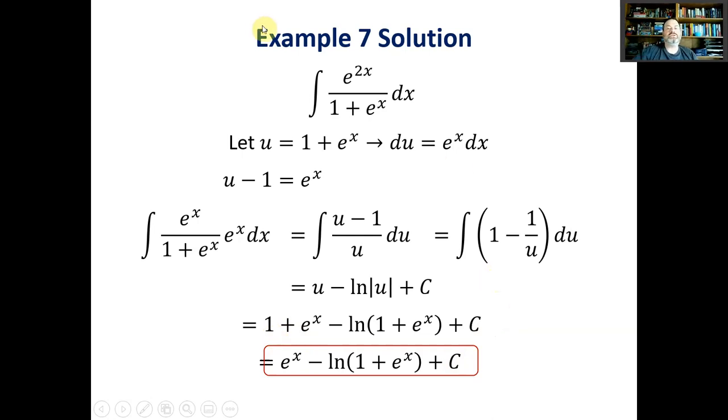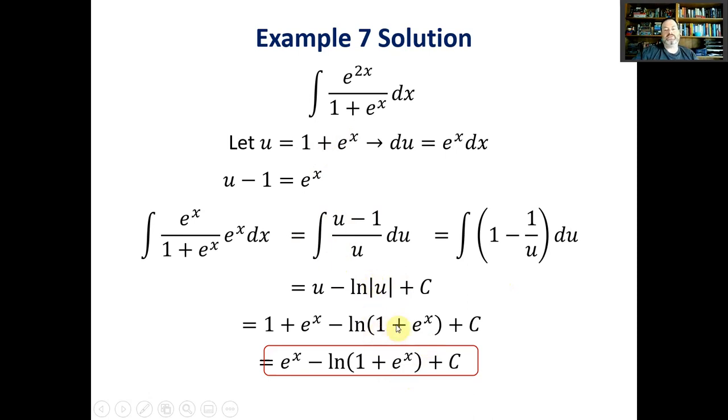If you guys want to try this problem with u equals e to the x, it'll also work, but you have to use what's called partial fraction decomposition to get to here. I don't recommend it. So you do a little bit more work up front for this problem, but everything else works out real nice.